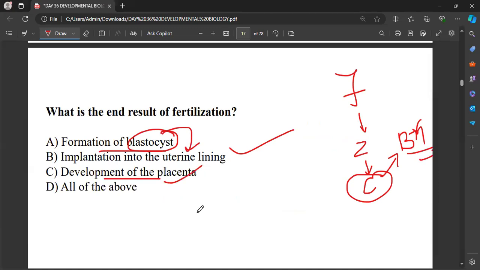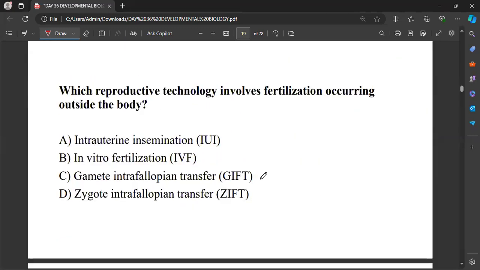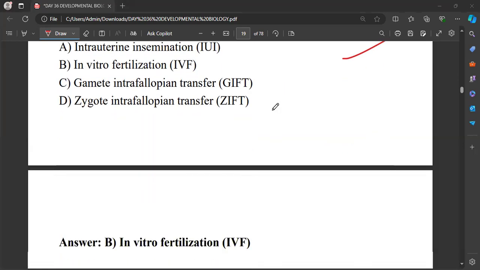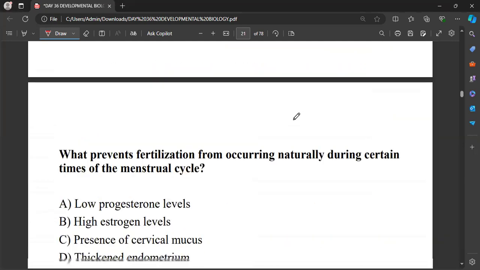All of these happen only after fertilization. In post-fertilization, all these phenomena take place. For all these things to happen, the first process that has to take place is fertilization, right? So be mindful when you answer the question. Which reproductive technology involves fertilization occurring outside the body? That will be in vitro fertilization.